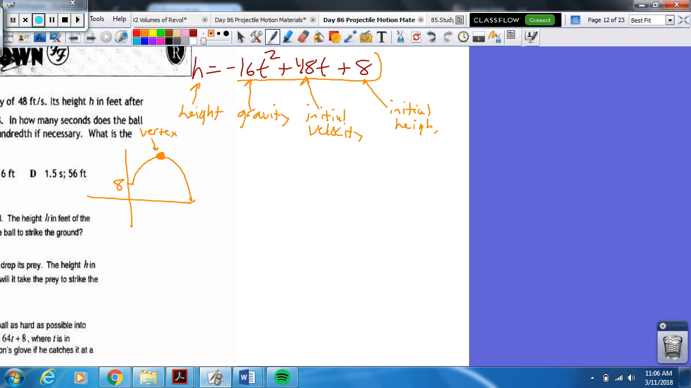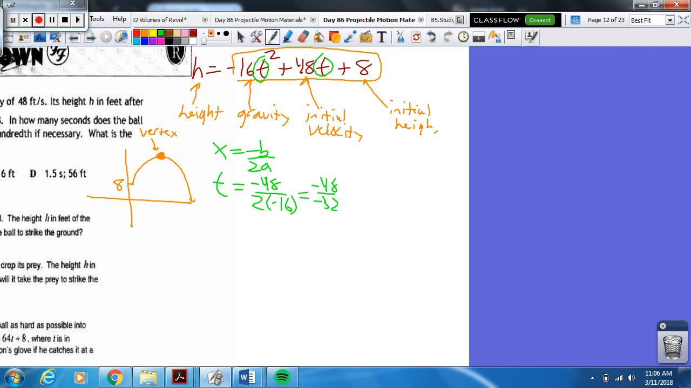This is in standard form, isn't it? So if it's in standard form, the vertex is x equals negative b over 2a. In this case, it's t, because there's t instead of x. It's not a big deal. So negative b, that would be negative 48 over 2 times a, which is negative 16. This is going to tell me the time it reaches its maximum height. So I have negative 48 over negative 32.